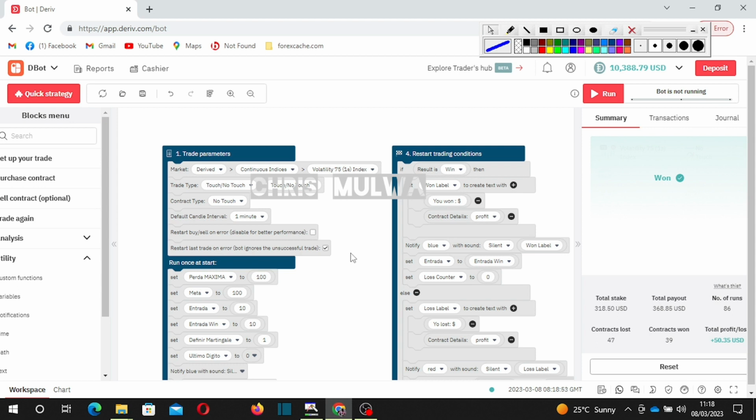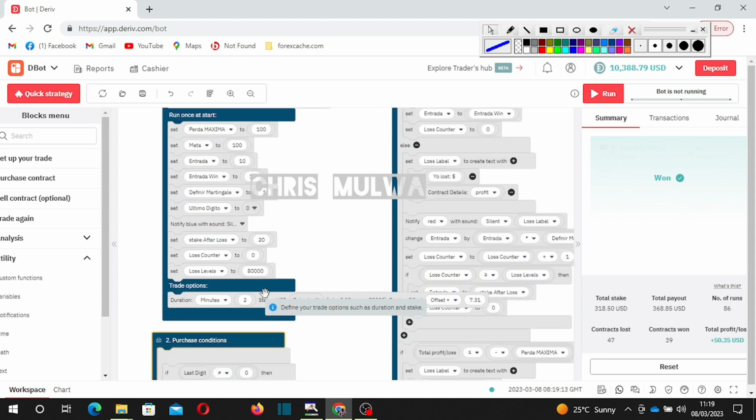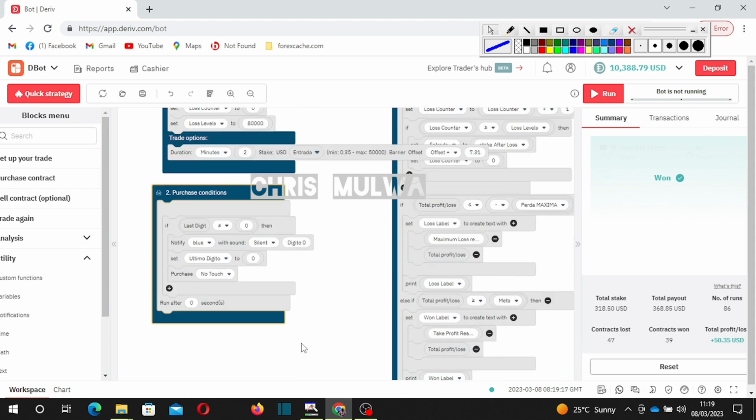Just try to twist it. Don't use bots the way the developer developed it. Change. It's a click of a button. Change the trade type, change the contract type, change the default candlestick, but not a must. For me, I do not change this. I leave it as 1 minute. Change the purchase condition, and try to twist it a little bit.